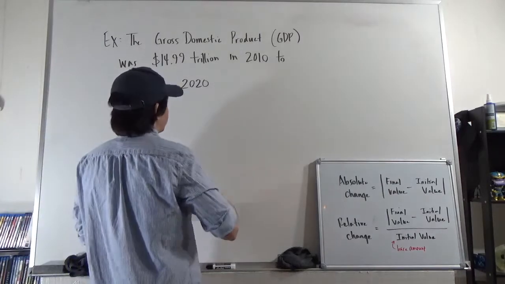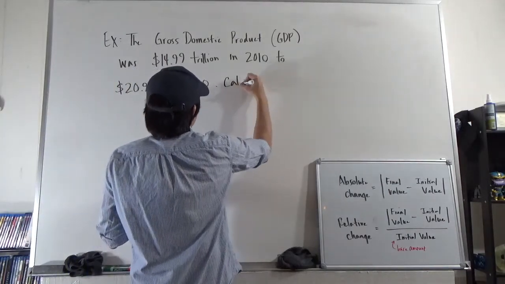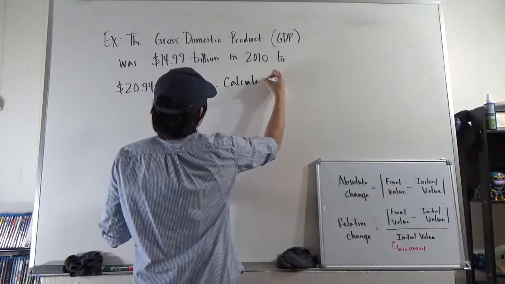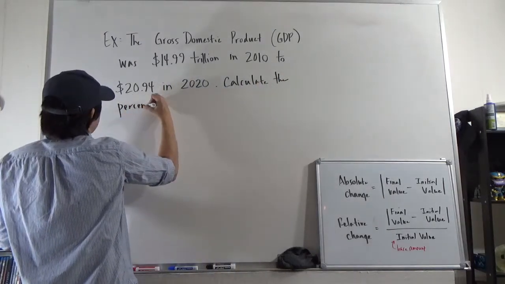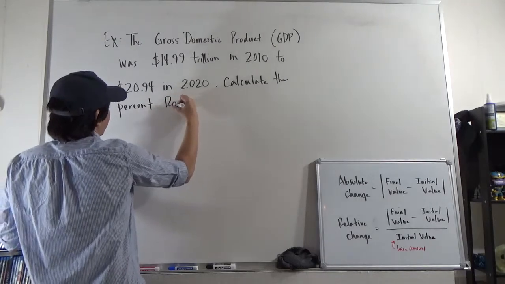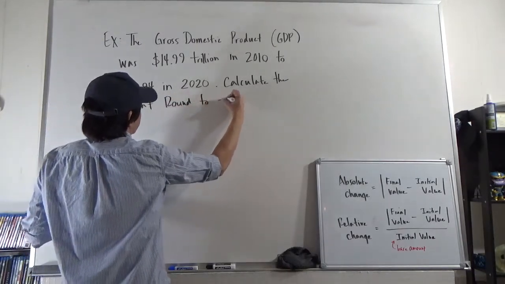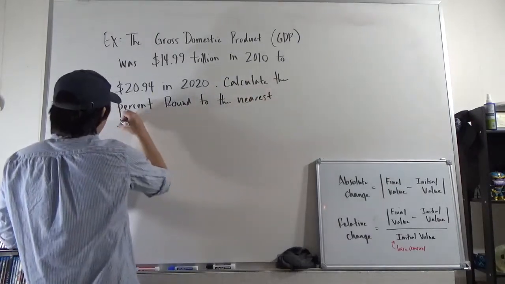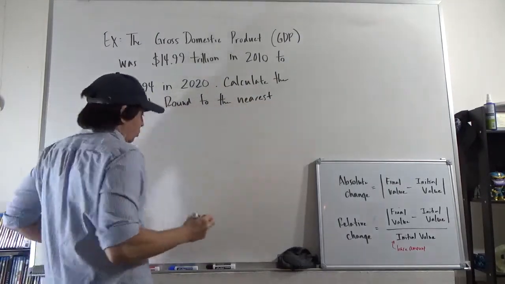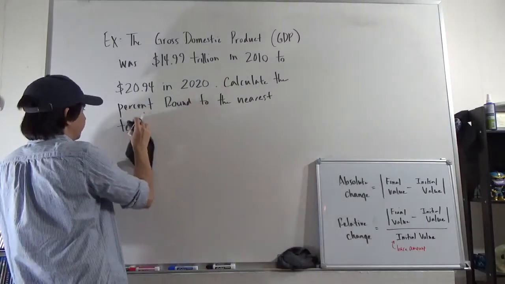Oh, I'm not done with my question. Calculate a percent increase. It's not going to be nice, so round to the nearest. As usual, when we're doing rounding of percent, I'm going to make you do to the tenth of a percent and get used to that.